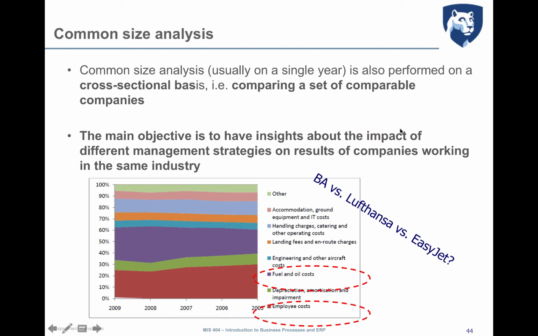Of course, the final step is opening our perspective, also considering other companies. So by now we have only reasoned in terms of a single company perspective. Common size analysis, which is usually done on a single year, can be performed on a cross-sectional basis, so comparing a set of similar companies. In the case of British Airways, for example, we can compare the same indexes with Lufthansa, with EasyJet, with American Airlines, and so on.